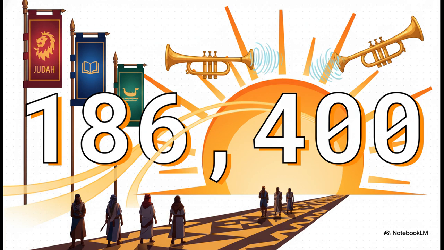And this brilliantly illustrates their function. Because they're positioned in the east, facing the sunrise, they act as the vanguard. When the trumpets sound to break camp, Numbers chapter 2 explicitly states they are the ones who set out first. They are literally the leading edge of the nation.